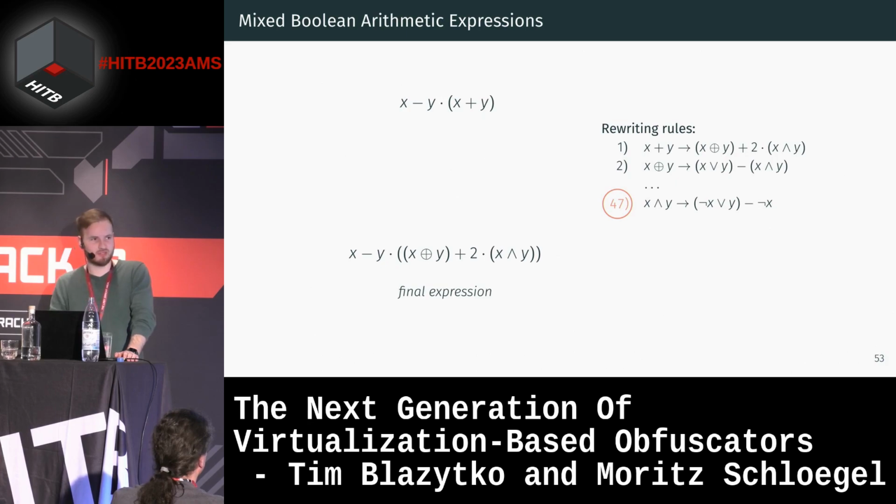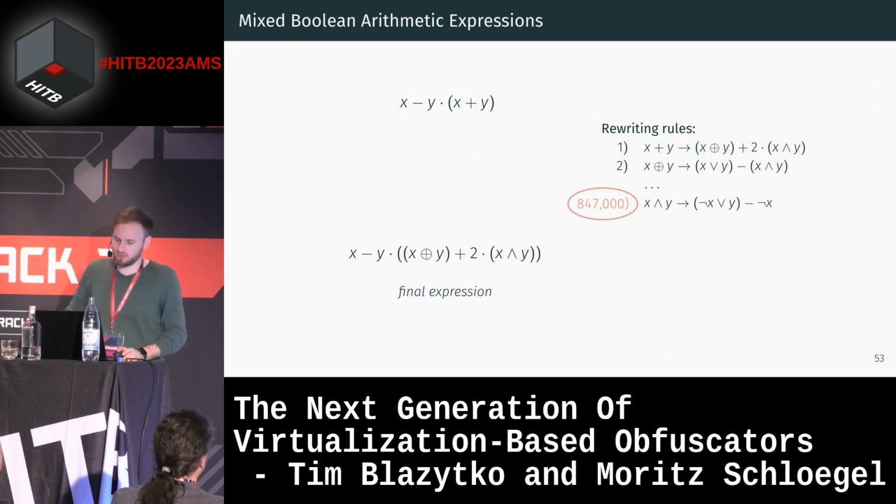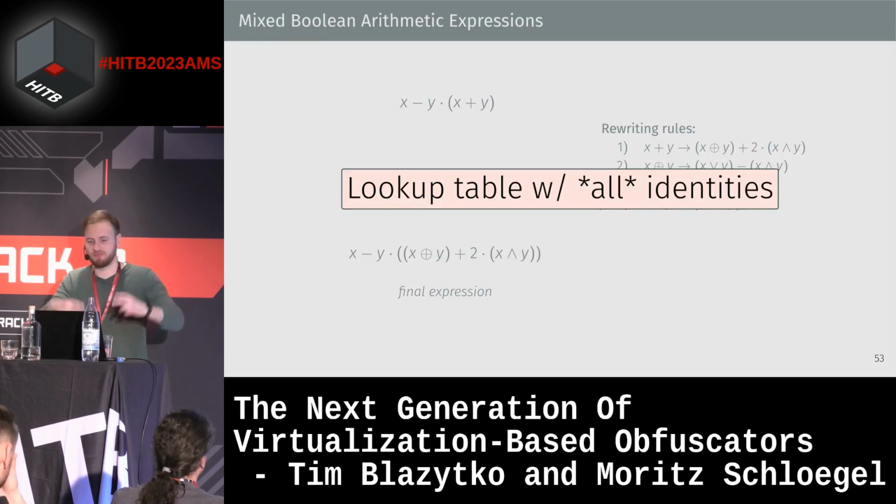So what we did is we used enumerative program synthesis. Basically, we generated all possible expressions up to a certain depth and then compared whether two or more of them are equal in their behavior. And that way we came up with 850,000 rewriting rules. So basically you could say we have a large lookup table with all identities.